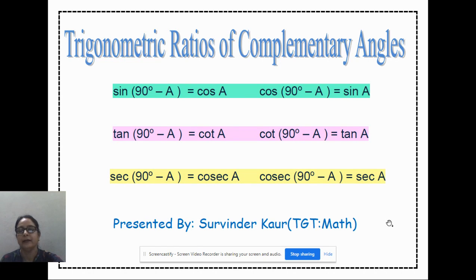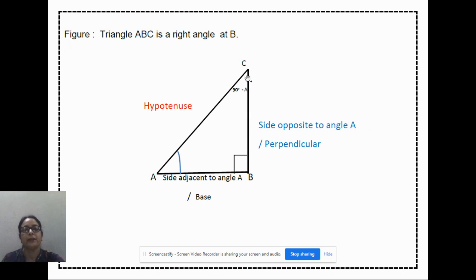Let's study in detail. We already know that the ratios are applicable in a right angle triangle. This ABC is a right angle triangle at B. If B is 90 degrees, then the sum of these two angles will be what? Angle A plus angle C will be 90 degrees. That is known as complementary angles. What are complementary angles? If the sum of two angles is equal to 90 degrees, then they are known as complementary angles.